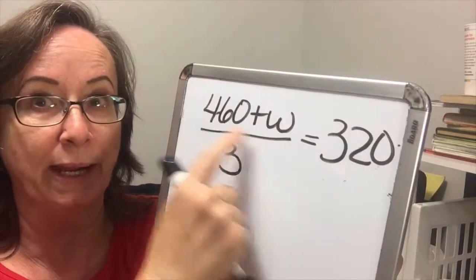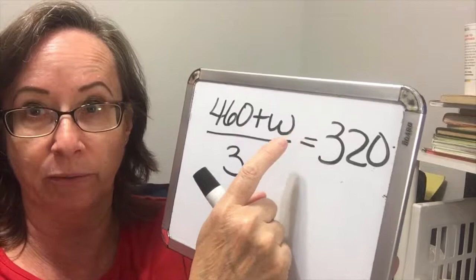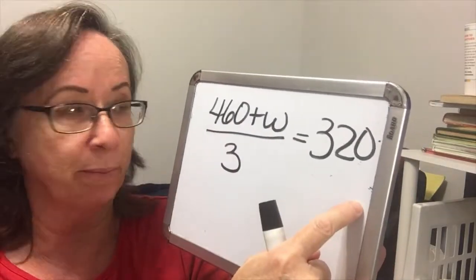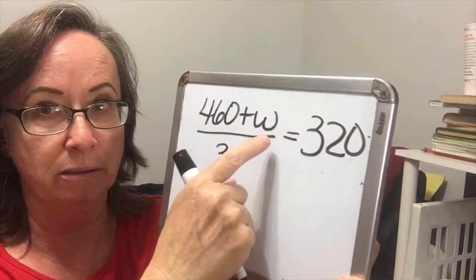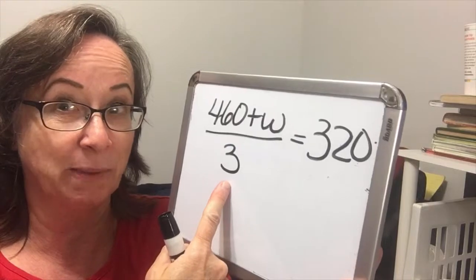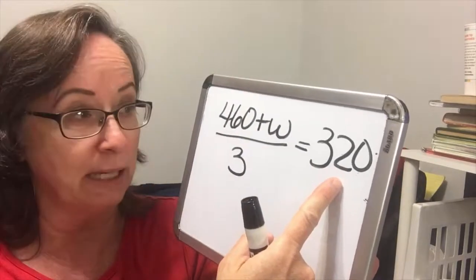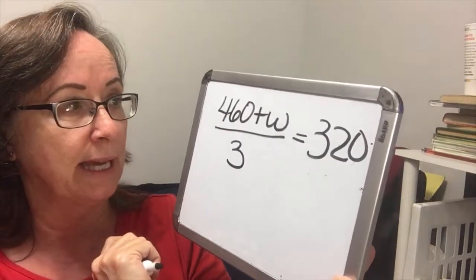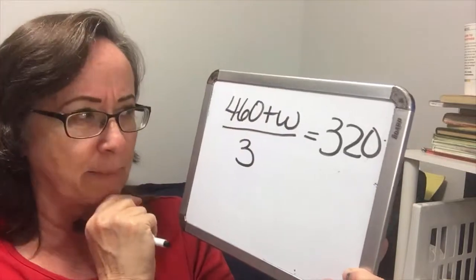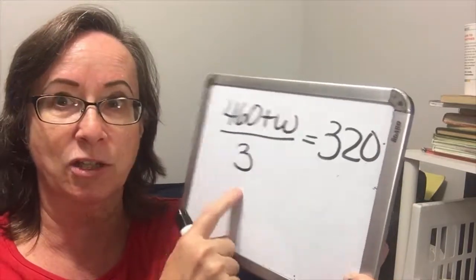And the total weight of the pigs was 460 plus W, the weight of the third pig, divided by 3 gives us our mean. So the total, or the sum, divided by the number of piggies we have, is going to give us the average, or the mean, which they told us was 320. Now I got to figure out some way to get back to my W. And it would certainly make it a lot easier if I didn't have this 3 here.